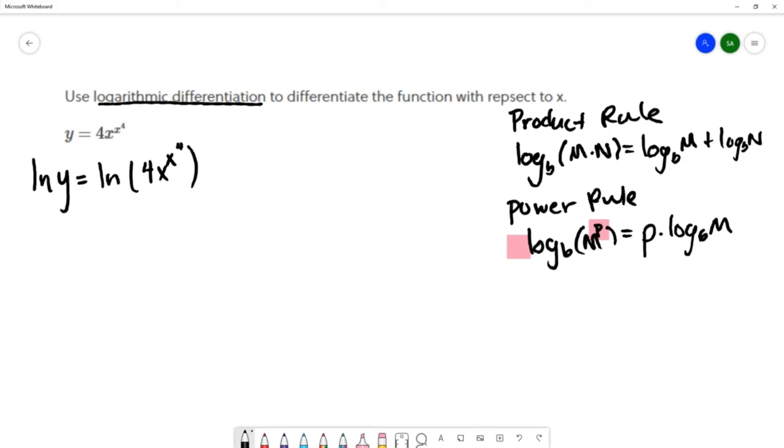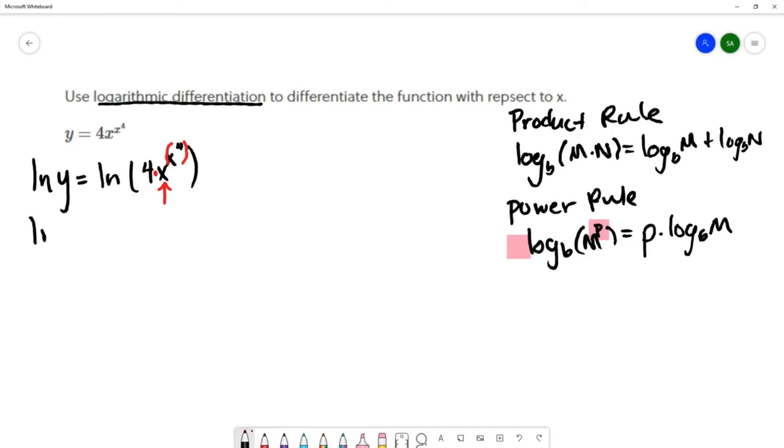So the properties that we're using, the reason we're using them is because within our log over here we have a product and we also have the power. And that power is only on one of the factors in the log. So that power, x to the 4th, is only on the x. So I can't use the power rule first. I have to use the product rule first.